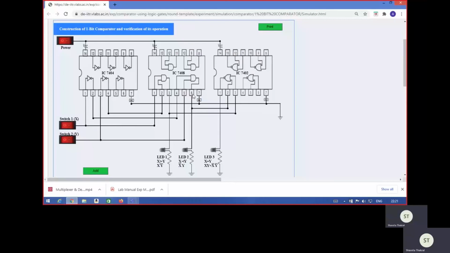So the product of these two, that is X complement Y, is generated at pin number 6, and that is the decision that X is less than Y.